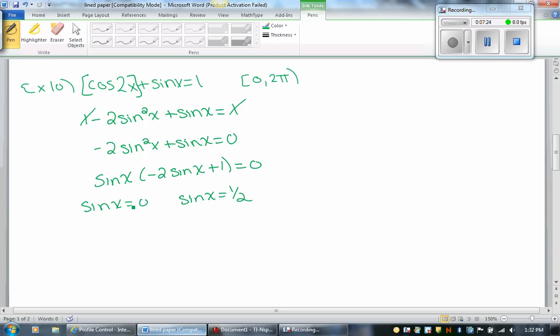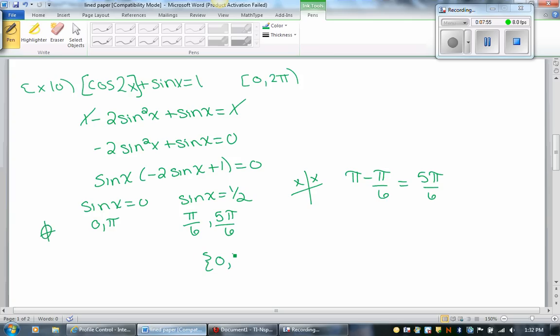I know sine is 0 right off the top of my head, thinking about the unit circle, at 0 and pi, also at 2 pi, but again, we're not including it. And sine is a half at pi over 6, but also, remember, we're in two quadrants here, so pi minus pi over 6, 5 pi over 6. So our solutions are 0, pi over 6, 5 pi over 6, and pi.